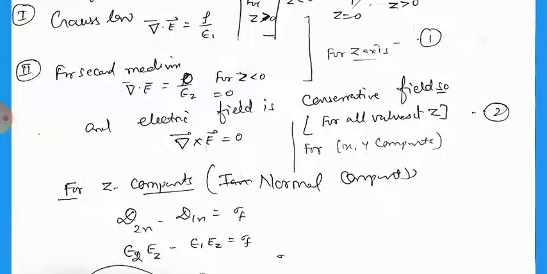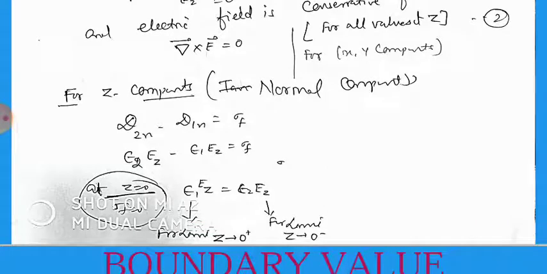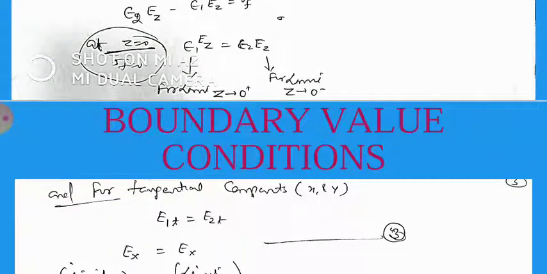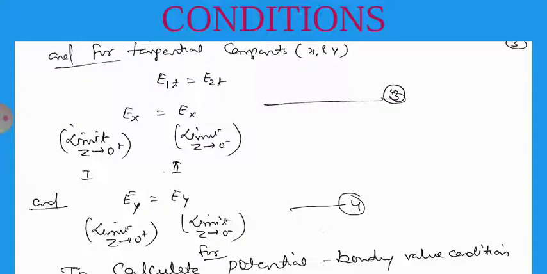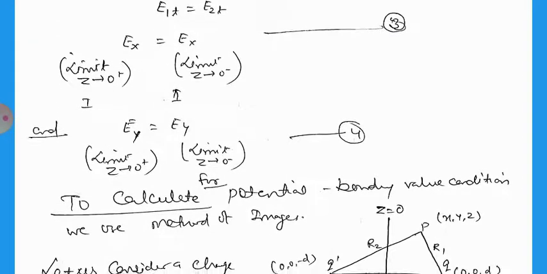So for the x and y components, we use del cross E equal to 0. And for the z component, that is the normal component, we use the boundary condition D2n minus D1n equal to sigma f. That is the displacement vector relation between the two: epsilon 2 Ez minus epsilon 1 Ez equal to sigma f. At z equal to 0, because there is no free charge, epsilon 1 Ez equal to epsilon 2 Ez, for the first medium z greater than 0 and the second medium z less than 0. And for the tangential components x and y, E1t equal to E2t, like Ex equal to Ex for both mediums, and similarly Ey equal to Ey for both mediums.